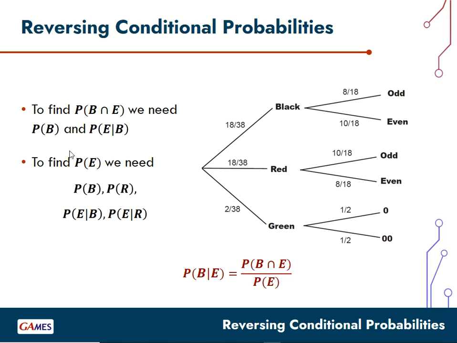Why do we want to express this in terms of P of B and P of E given B? Why not just go ahead using this? So to answer that, I will answer with a question. What is the value of P of B intersect E in this binary tree?